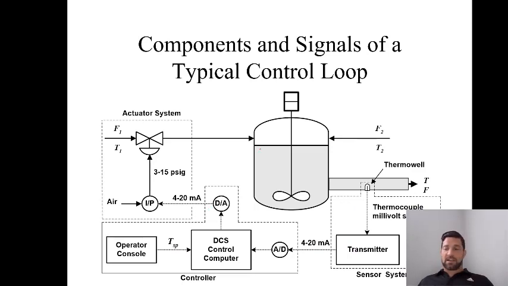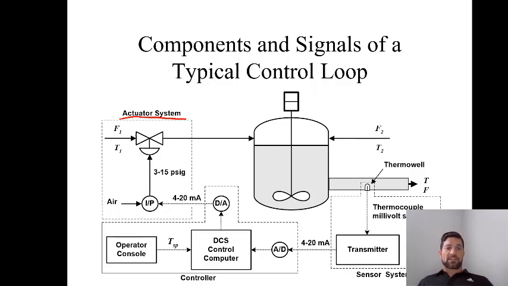For example, on this slide, we can see that for a typical control loop, we're going to have a variety of different components. So let's start by looking at the actuator system. The actuator system is typically going to be a control valve or some sort of final control element. This is what the controller tells to change in order to keep the process at its target set point. In this case, we have a control valve.